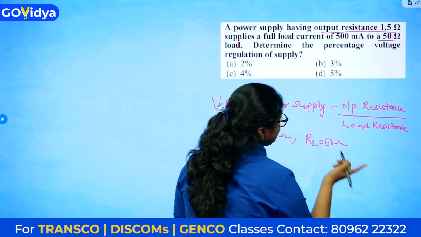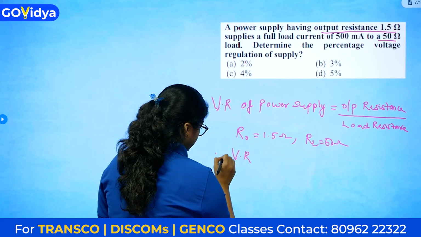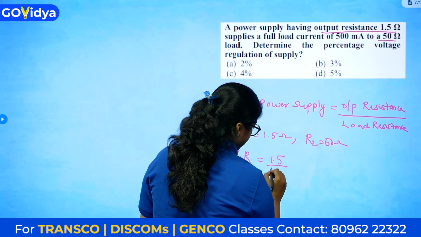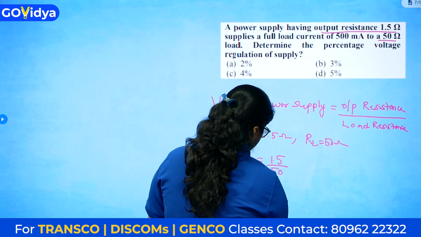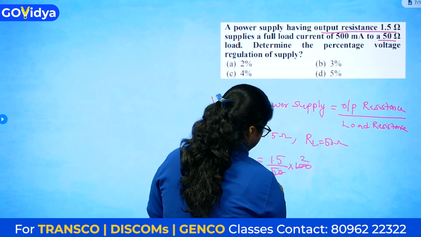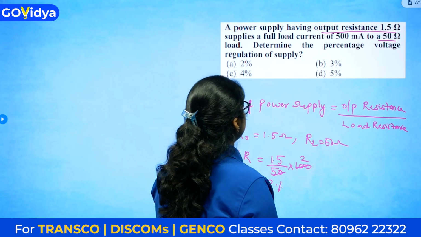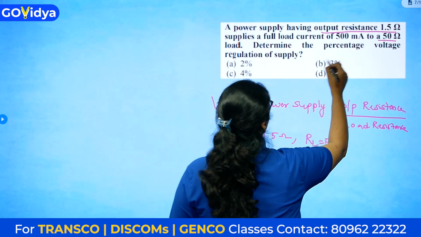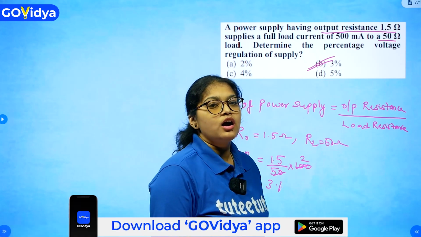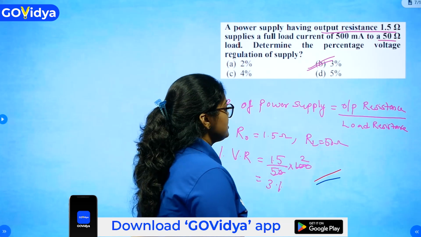So let's substitute these values. Percentage voltage regulation is equal to 1.5 by 50 into 100. So 1.5 into 2 gives 3%. So option B matches here. The voltage regulation of a power supply is nothing but the output resistance by load resistance. So let's move to the next question.